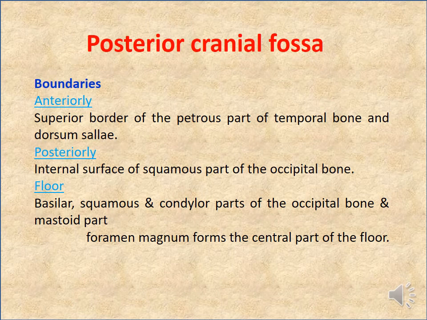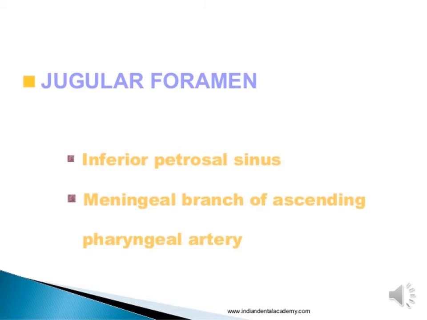The boundaries of the posterior cranial fossa: anteriorly, the superior border of the petrous part of the temporal bone and dorsum sellae. Posteriorly, the internal surface of the squamous part of the occipital bone. The floor of the posterior cranial fossa is formed by the basilar part of the occipital bone, the squamous and condylar parts of the occipital bone, and the mastoid part of the temporal bone. We have a large foramen within the skull, called the foramen magnum, in the central part of the floor of the posterior cranial fossa. We have the structures within the posterior cranial fossa.